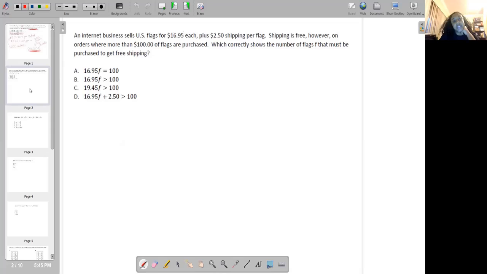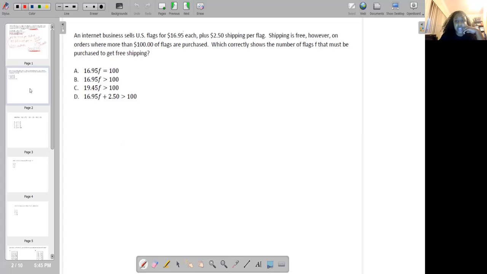An internet business sells US flags for $16.95 each, plus $2.50 shipping per flag. Shipping is free, however, on orders where more than $100 of flags are purchased. We want to know which one of these statements, either the equation or the inequalities, shows the number of flags, represented by F, that must be purchased to get free shipping.